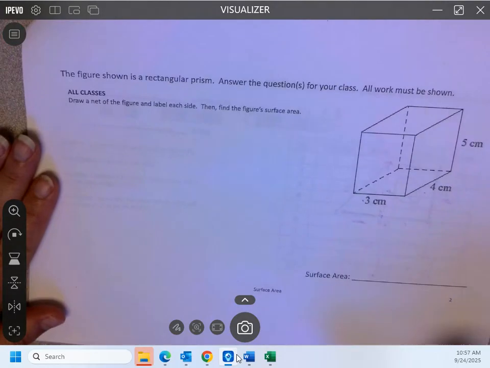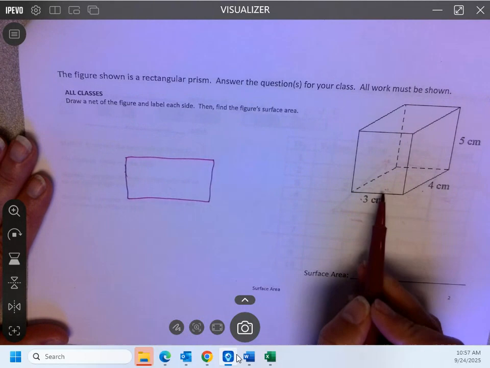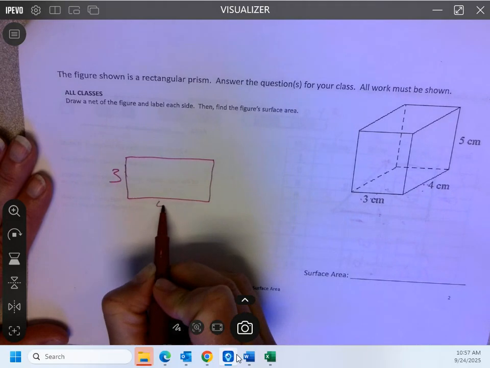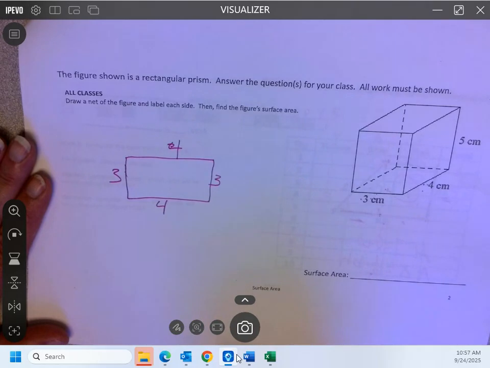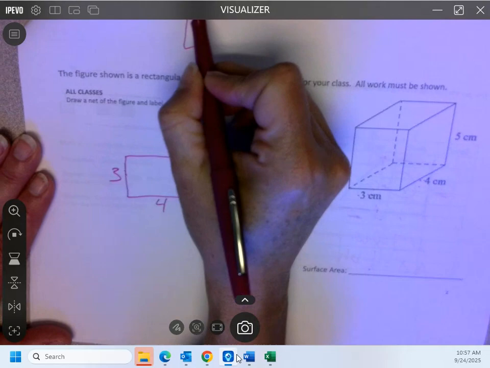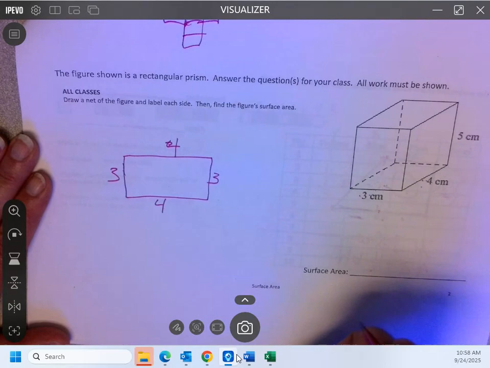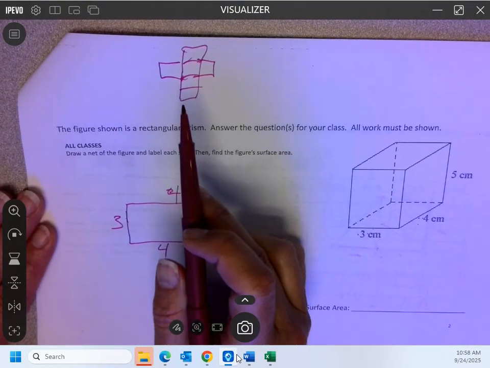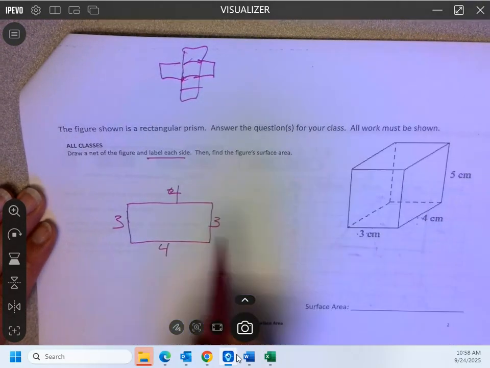When I draw my net, I always like to start with my bottom. And I'm going to label my bottom. So my short is 3 centimeters, my long is 4 centimeters. So I'm going to label all 4 sides. Then I know, like with my cube, that it made that T shape, right? So this rectangular prism is going to make a T shape, but they're not the same lengths. I need to label each side's length.